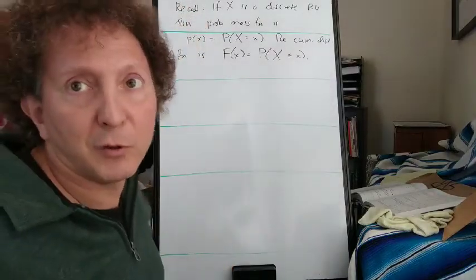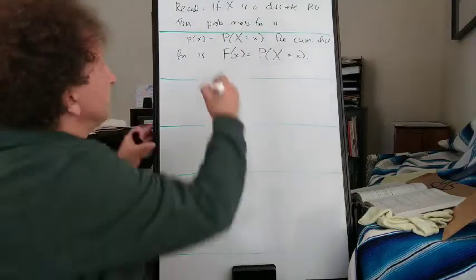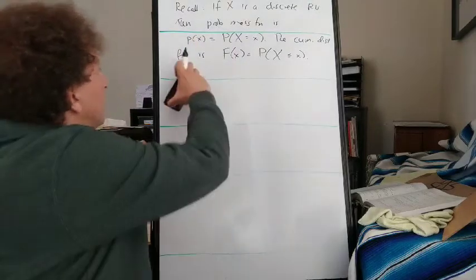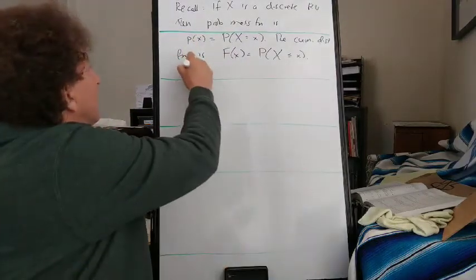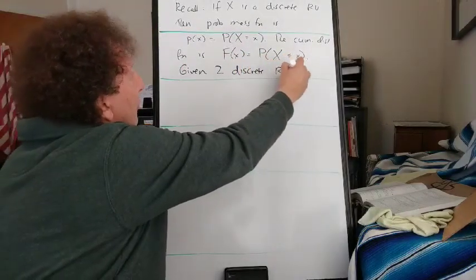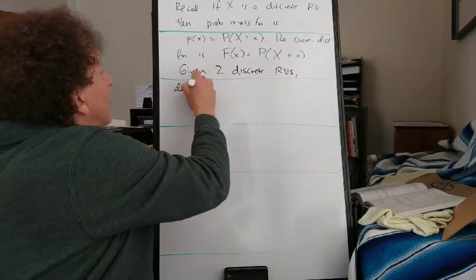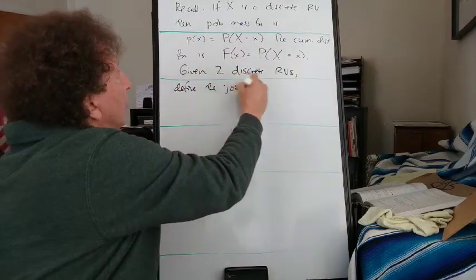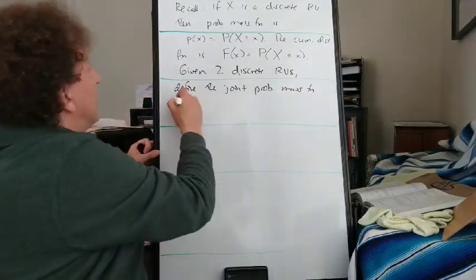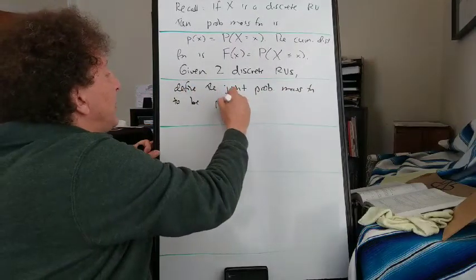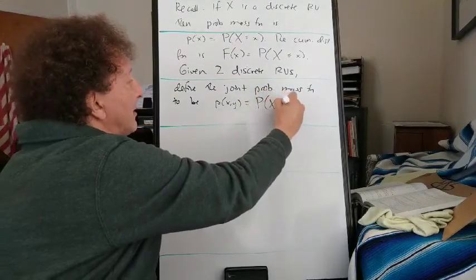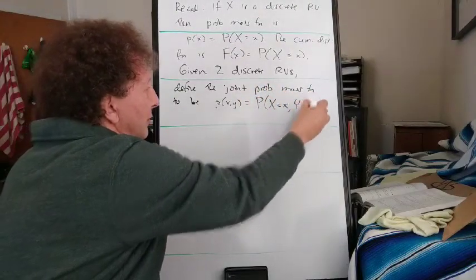But sometimes we want to predict two things at a time. Now if we're given two discrete random variables, then we define the joint probability mass function to be p of little x, little y, so these are values, which is the probability that capital X equals the value little x and capital Y equals the value little y.